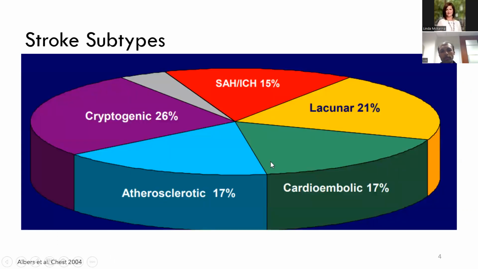So we know stroke can be caused by numerous causes: lacunar strokes, cardioembolic, atherosclerotic, cryptogenic, as well as our hemorrhagic variants, things like subarachnoid hemorrhage and ICH. For today's talk, we're primarily going to focus on atherosclerotic and cardioembolic strokes, not on the lacunars, not on the hemorrhagic strokes, but primarily these two topics down here: atherosclerotic and cardioembolic.